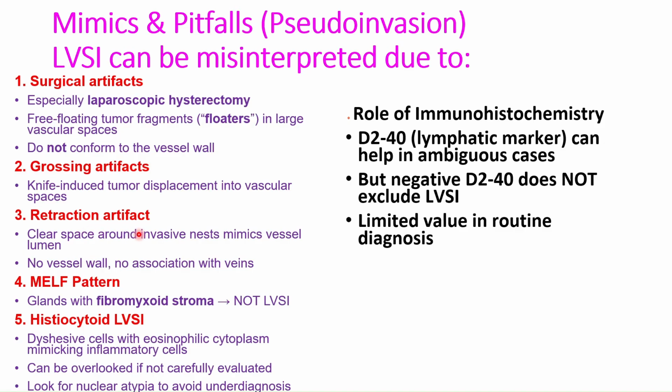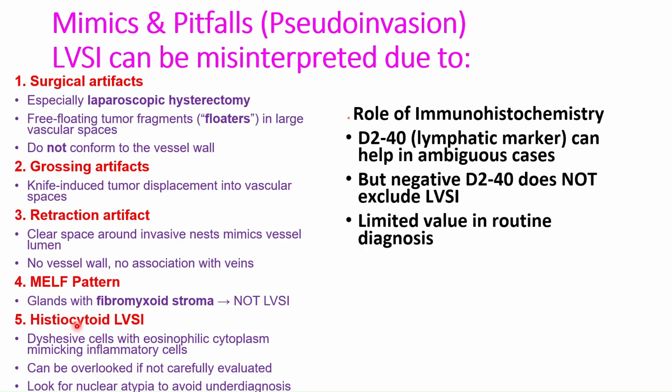Third is retraction artifact, where clear space around an invasive nest mimics a vessel lumen. So no vessel wall, no association with veins. So this is retraction artifact. Fourth is MELF pattern, where there are glands with micromyxoid stroma, but this is not true lymphovascular invasion.